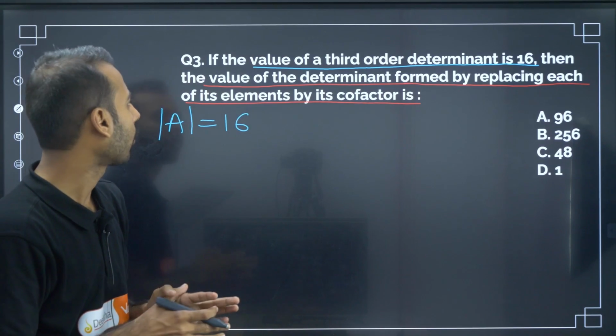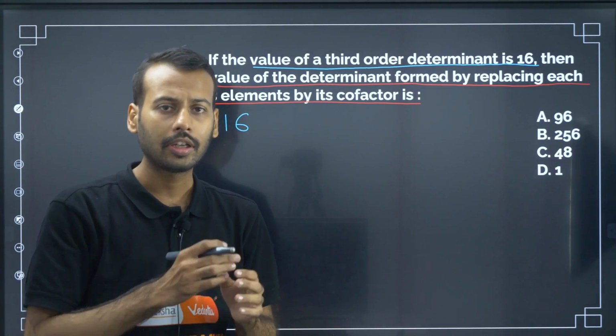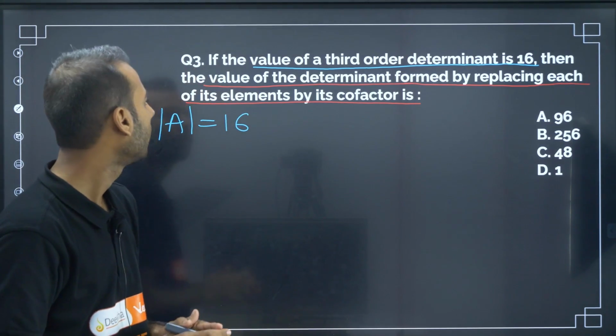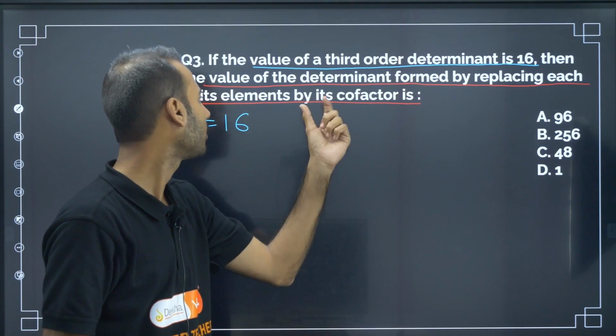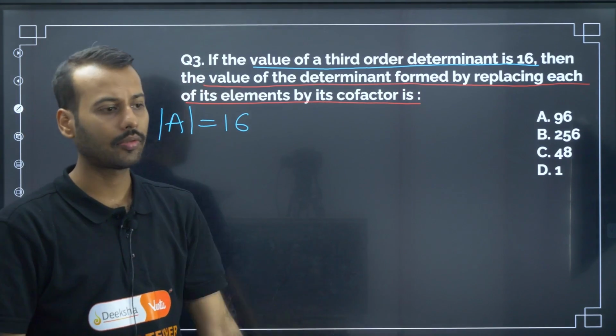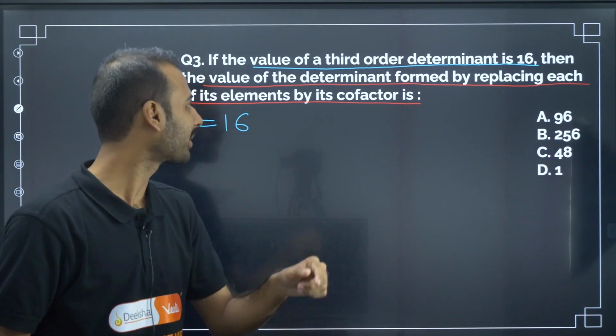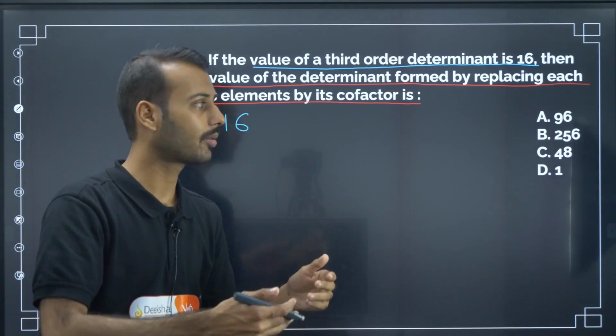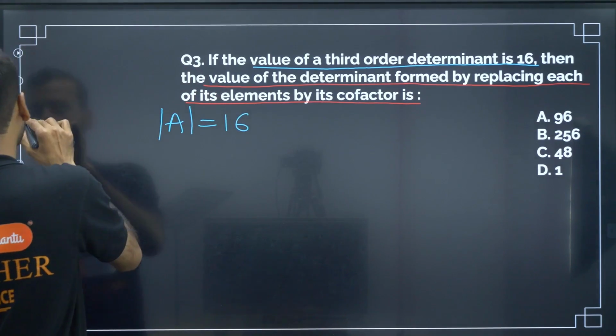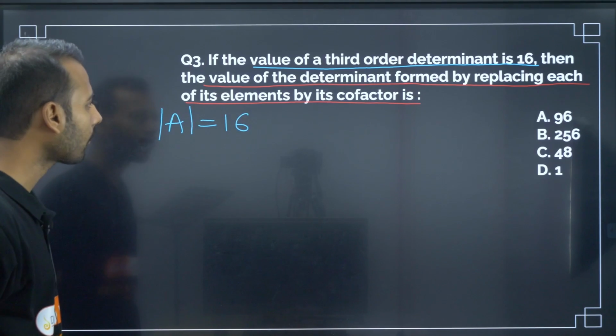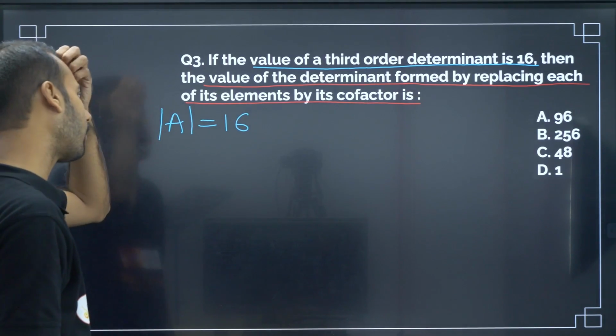So they are talking about one determinant. In that determinant formed by replacing, in that determinant different elements will be there. They are replacing all the elements with its cofactors. Then what is the value of that? So that is the question. Now the value of determinant formed by replacing.